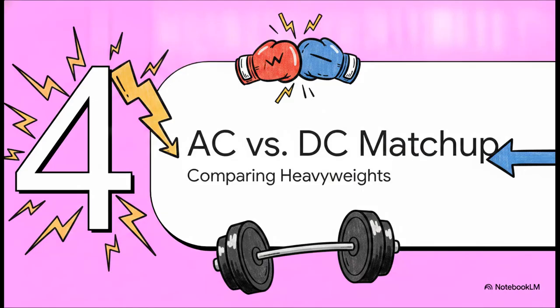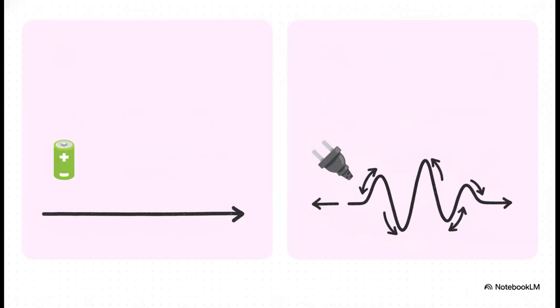All right, Section 4, the AC versus DC matchup. It's time to compare our heavyweights. When we really look at AC versus DC power, the core difference between alternating current and direct current, it honestly just comes down to flow topology. It's a battle of the waves. DC is your steady, unwavering flat line, moving strictly in one direction. AC, on the other hand, is your continuous dual-direction wave, where the magnitude is constantly changing.